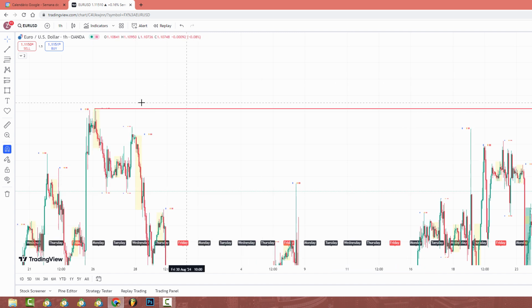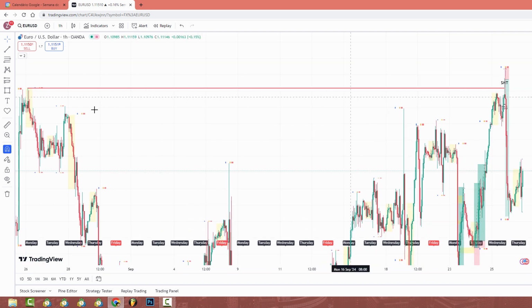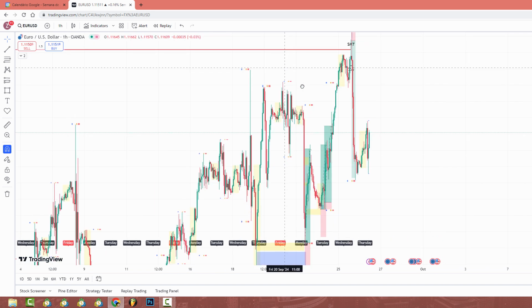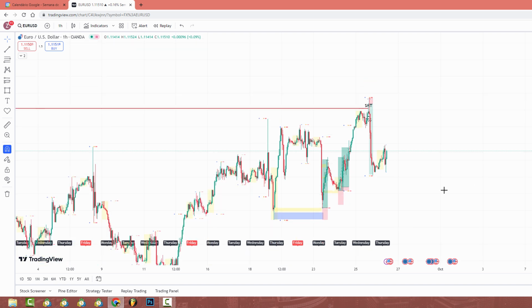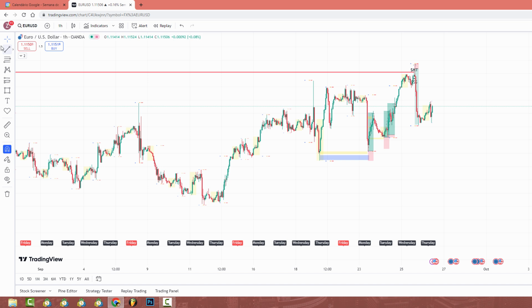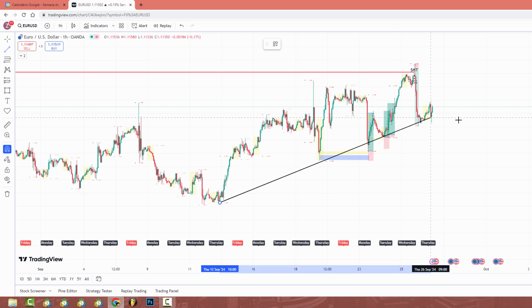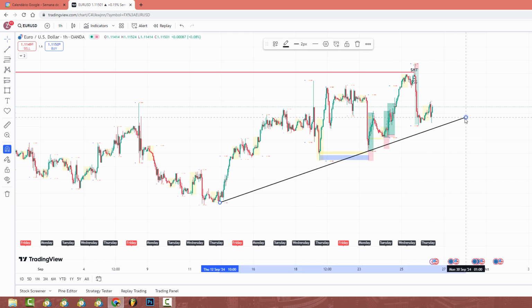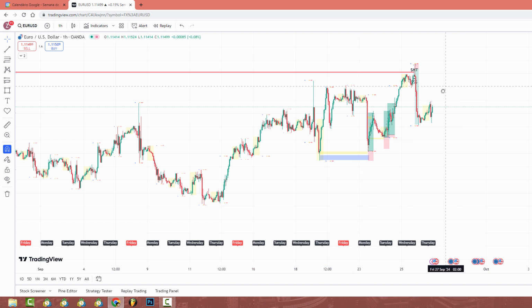So you can see on the hourly, we took out this major liquidity, okay? Major liquidity, equal highs, all of that. We took them out, okay? We know we took out major liquidity, and now we look under it. Do we have confluences for price to go down? You can see we have a trend line, okay? We have a trend line.